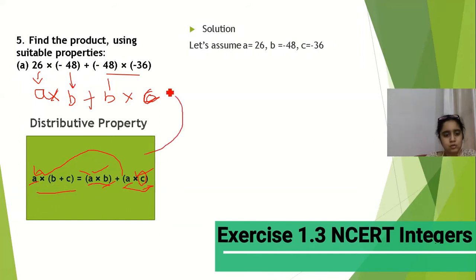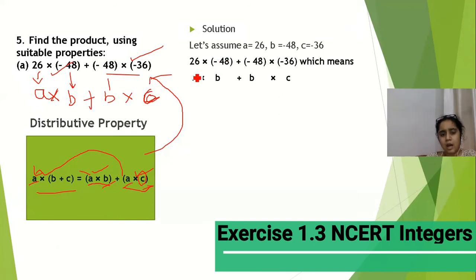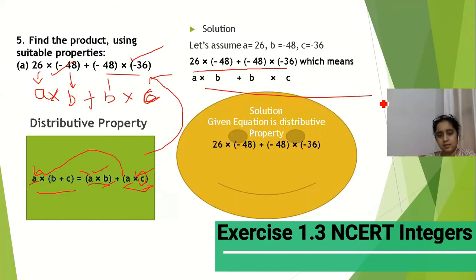And you see that this is just like the distributive property, because here B is common in this equation and in this equation. So to solve this question, we will take B outside, and whatever numbers are left in the brackets, we will solve those numbers. So we will solve this. I have written down the question, and I have written A multiplied by B plus B multiplied by C. It's just like the distributive property. This given equation is a distributive property, so we will solve it like this.